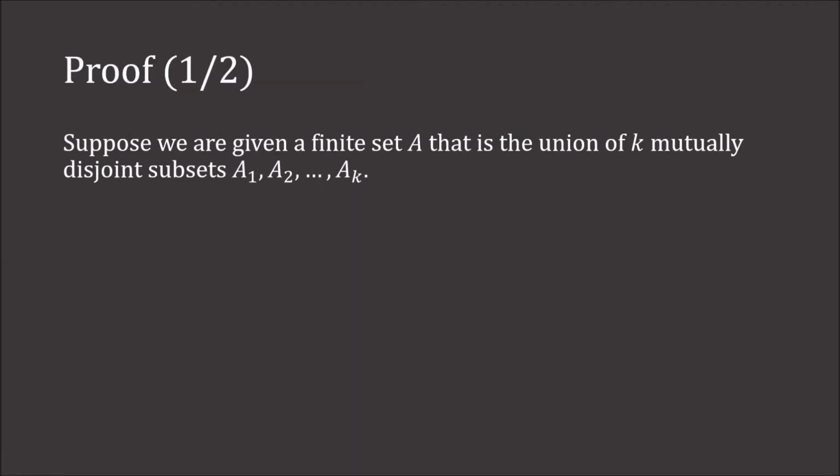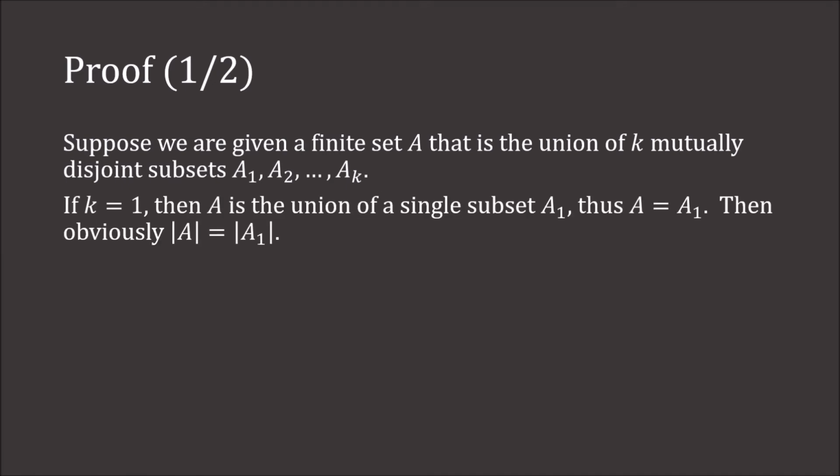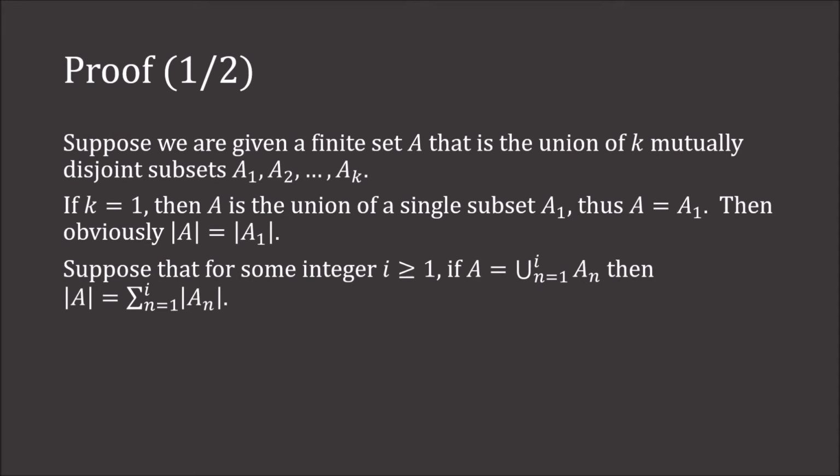So let's suppose that we are given a finite set A that is the union of k mutually disjoint subsets. If k is equal to 1, then A is the union of a single subset, namely A1. And so A would have to equal A1, and obviously they would have to have the same number of elements. Now suppose that for some integer i greater than or equal to 1, if A is the union from n equals 1 to i of A sub n, then the number of elements in A would be the sum from n equals 1 to i of the number of elements in A sub n.